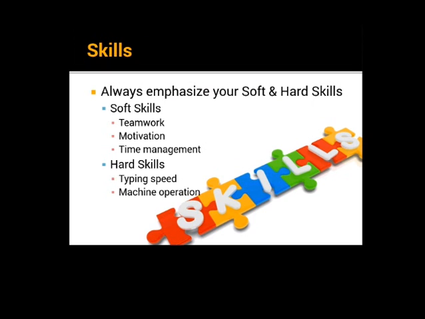Then you should also include a small part of the CV which talks about your skills. There are two types of skills, soft skills and hard skills. Soft skills are teamwork, motivation, time management, and all that. Hard skills are skills that have to do directly, for example, with a machine, which can be typing speed, machine operation, or if you have hardware installation skills.